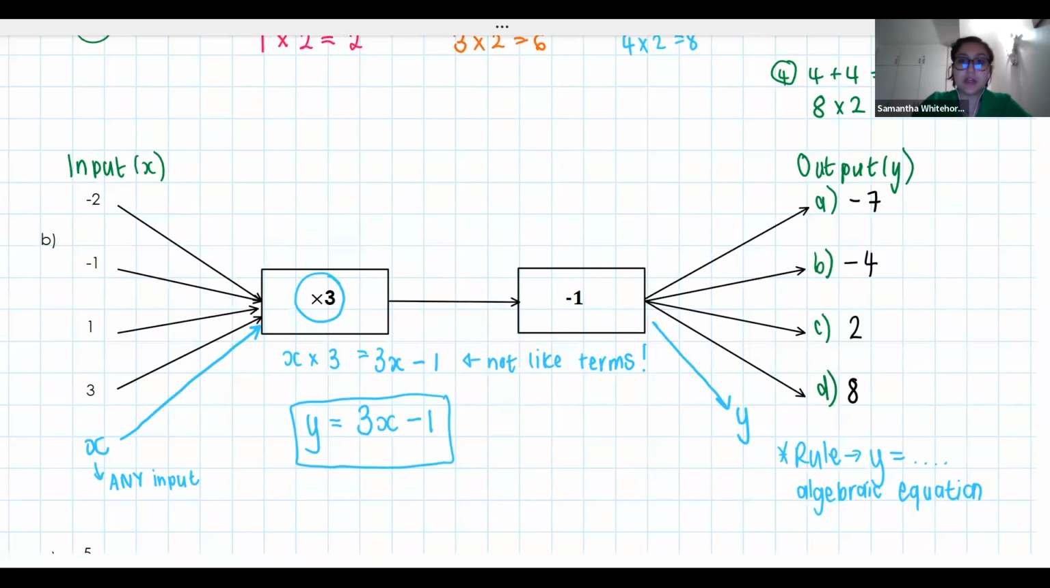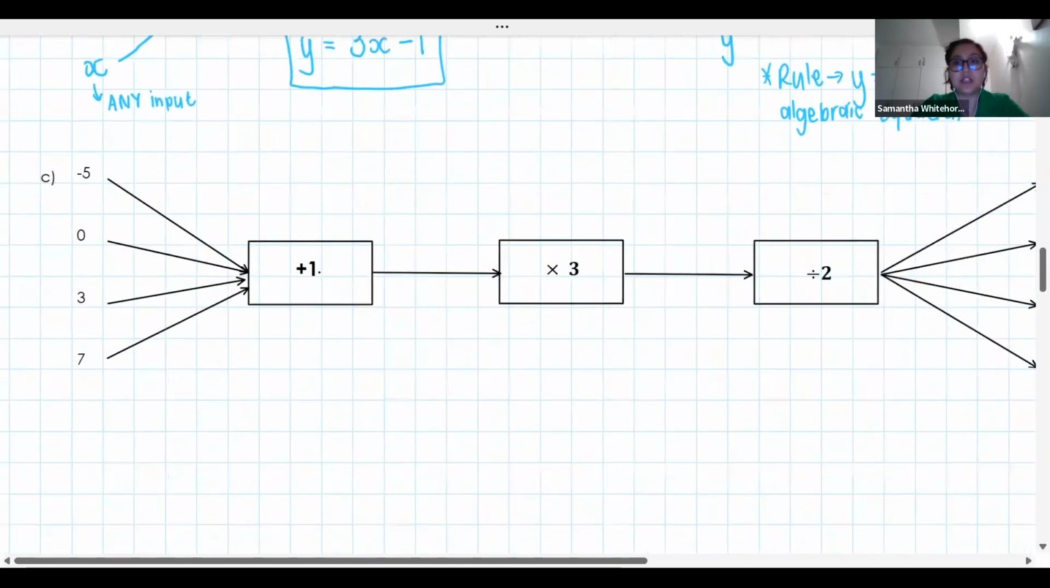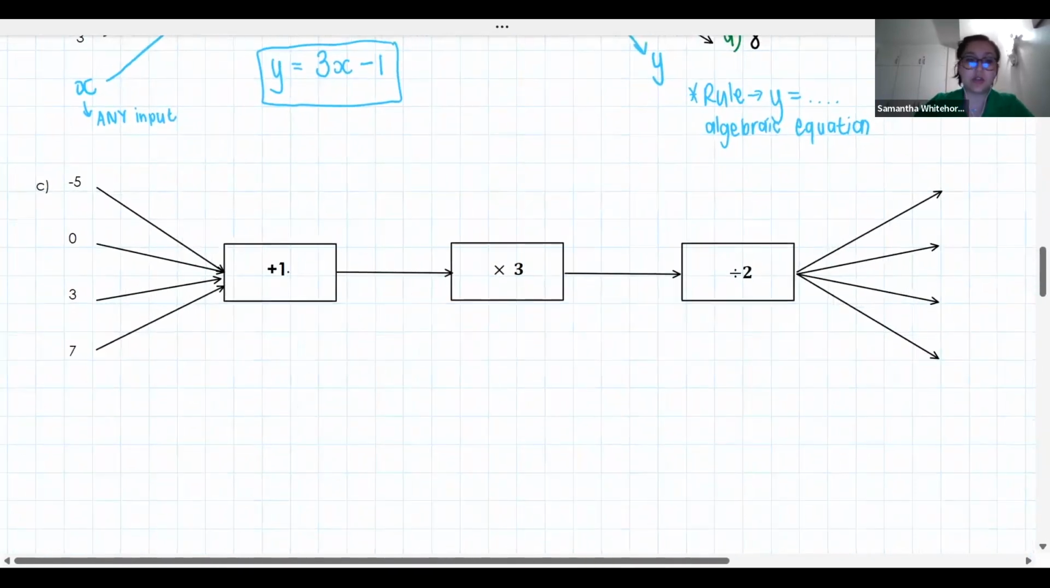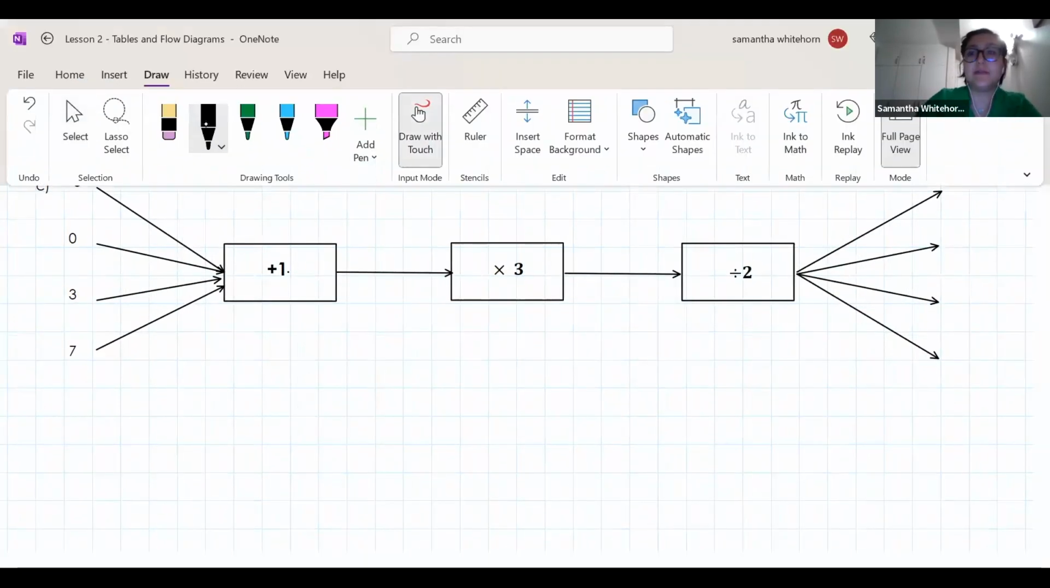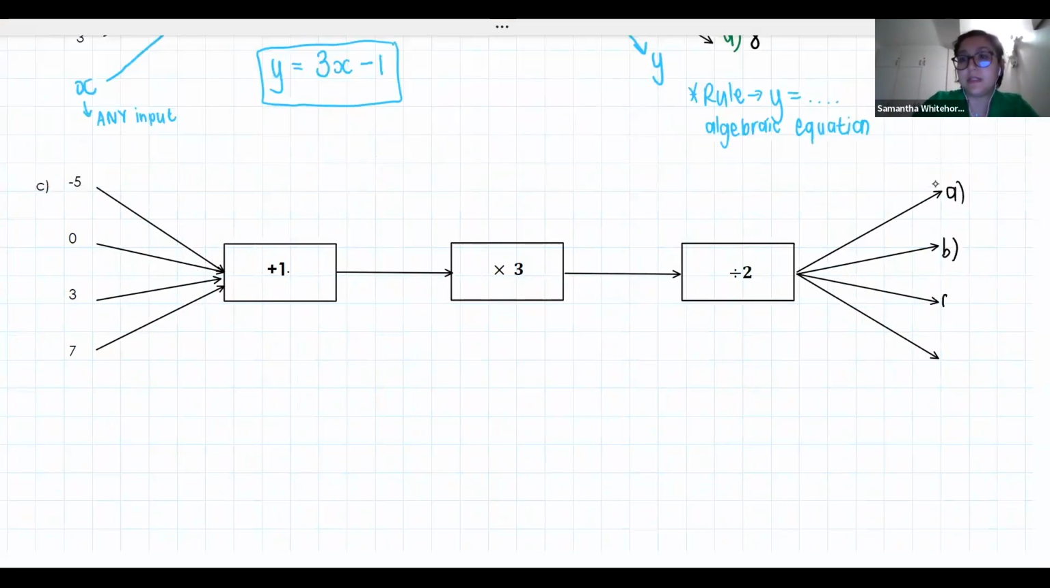All right. So what I want from you in question C is I want the 4 outputs here. So let's go A, B, C, and D again. And if you finish really quickly, you can try find the algebraic rule. So the rule, like what we had here.